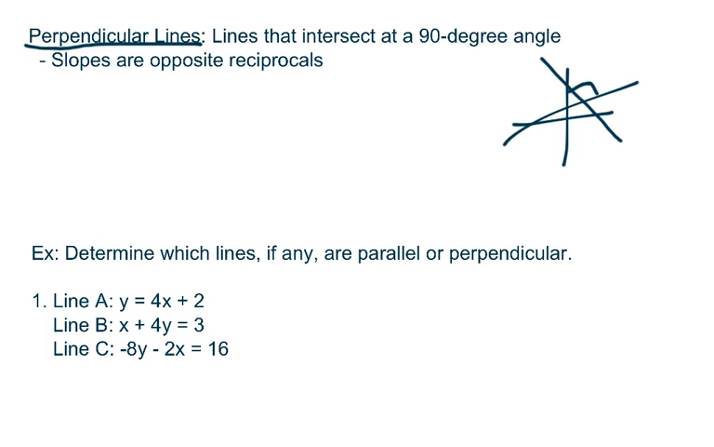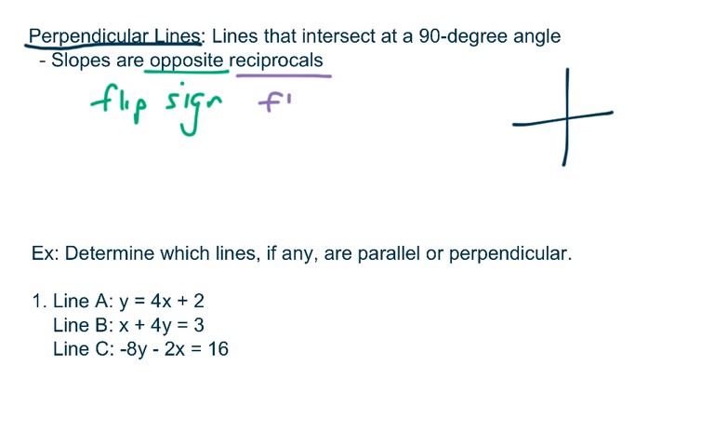Now that drawing is not very good, but the little box there kind of says that that's supposed to be 90 degrees. The x and y axis. So if I just take out all those extra lines, the x and y axis, that's a 90-degree angle. That's perpendicular. What makes two lines perpendicular is that the slopes are opposite reciprocals. So opposite meaning flip the sign. Flip sign. That's what opposite means. And then reciprocal means flip the fraction.